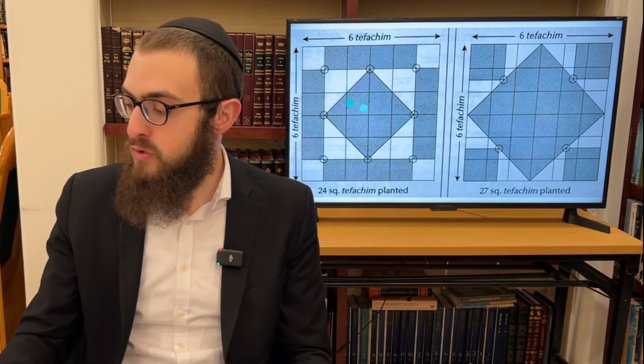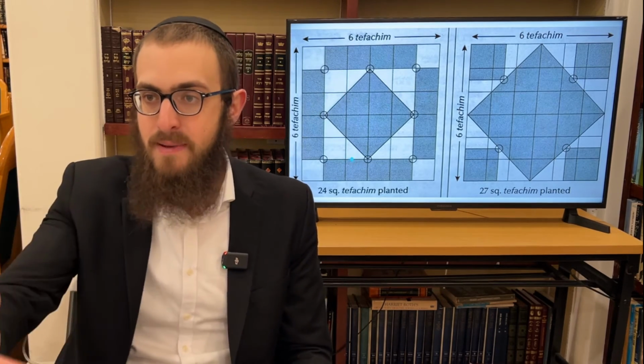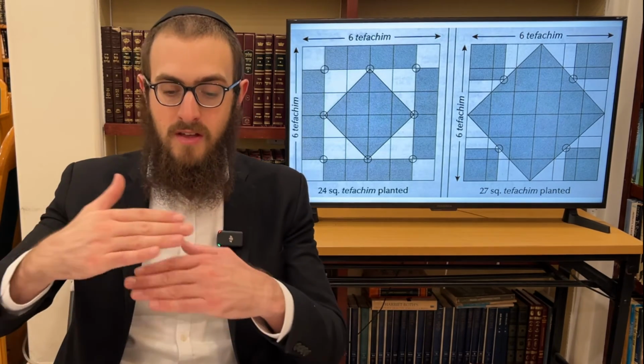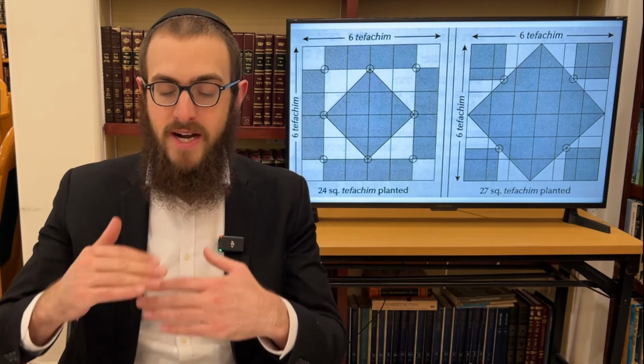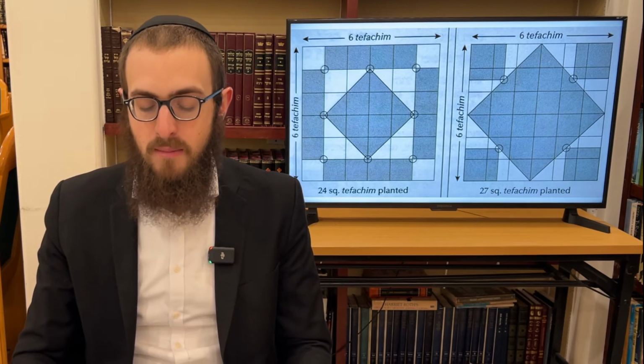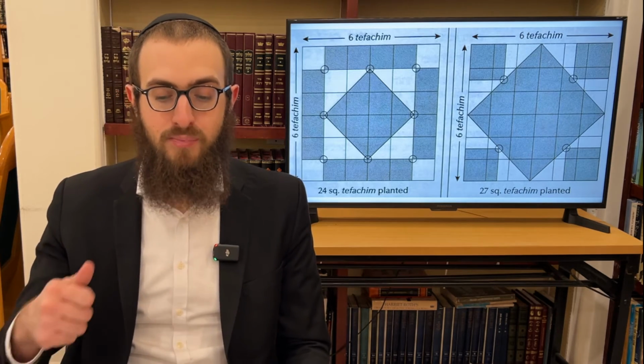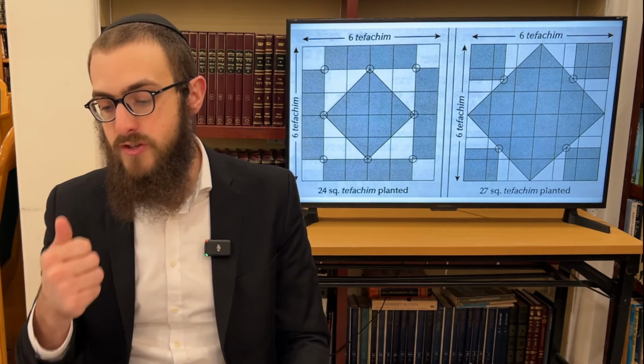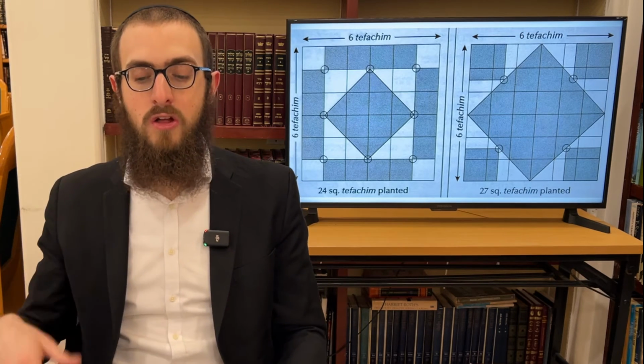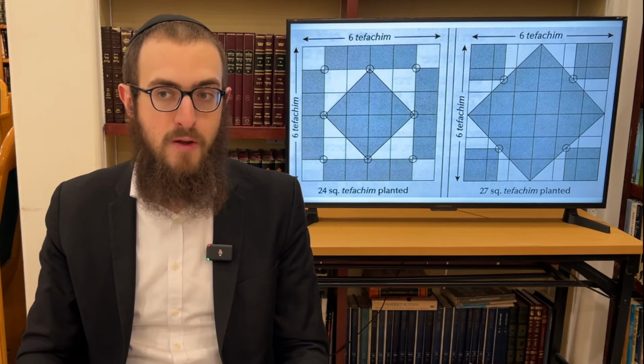Why? Because if you're going to do it in this patch, that means you want to do it in the next patch over as well. And then you're going to have sides touching at forbidden angles. If you're going to plant on each side of this patch and on all the sides of the neighboring patches, they're all going to seem like they're mixed, and therefore it's forbidden.